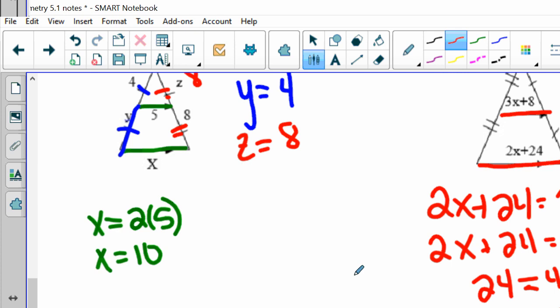So that is our first section of Chapter 5, 5.1, over midsegments and the midsegment theorem.